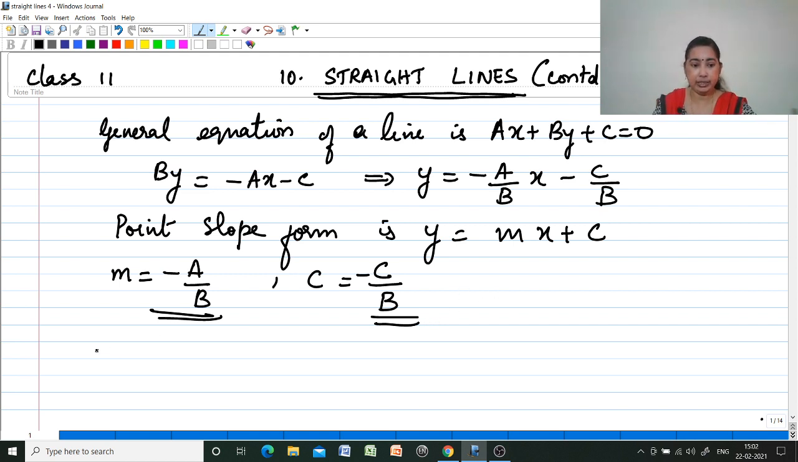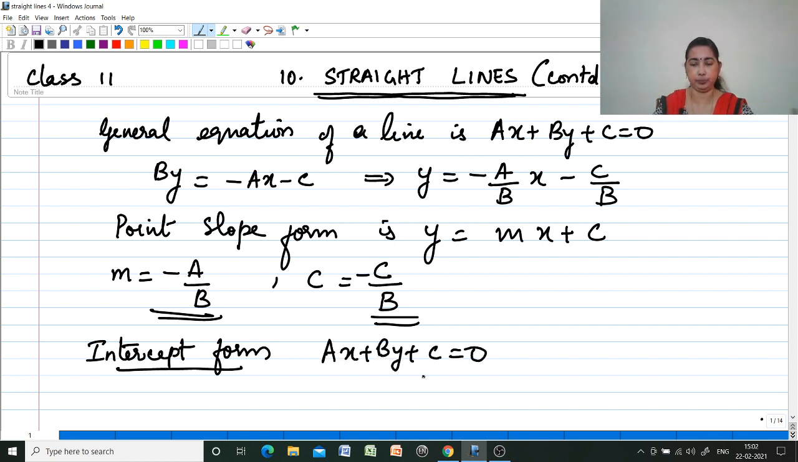Now next is the intercept form. Now the general equation is ax plus by plus c is equal to 0, and our intercept form of the equation is x by a plus y by b is equal to 1. So we can take this plus c to the other side. I am converting this into the intercept form of the equation. So for that I am writing this as ax plus by is equal to minus c.